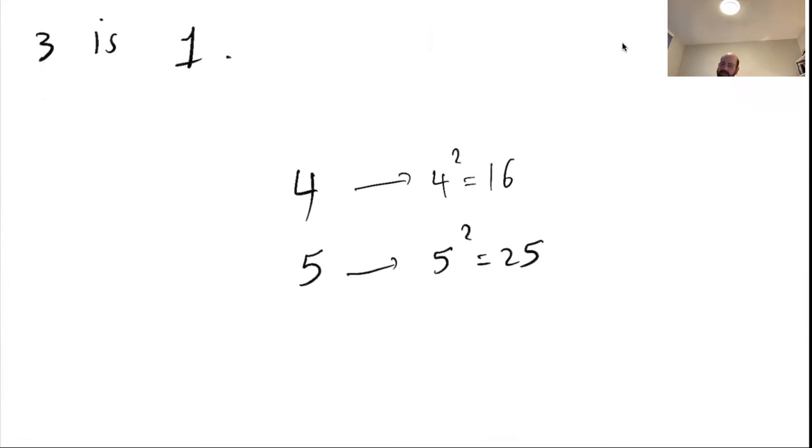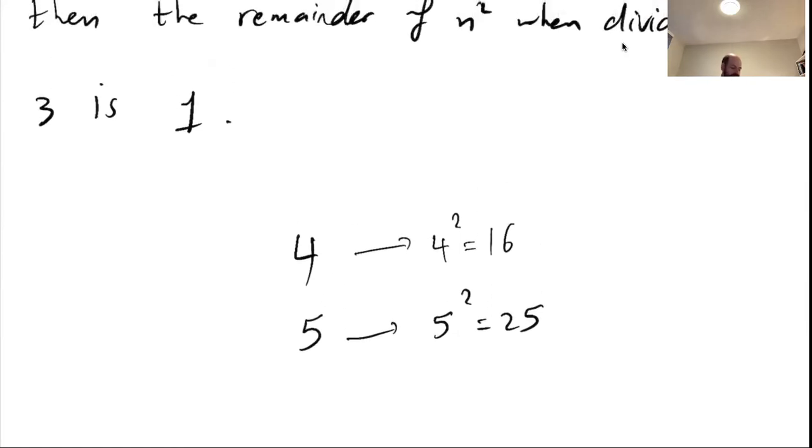You can try more integers, and you will see that for any integer you consider that is not divisible by 3, n squared will have remainder 1. So our guess, so far it's just a guess because we haven't proved it, we just thought about some examples, is that this statement is true.